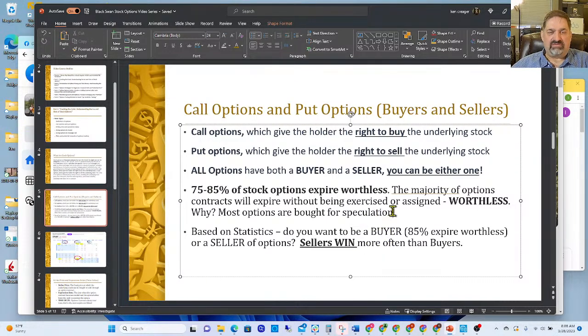And most options get bought for speculation. Based on those statistics, do you want to be a buyer or a seller? Sometimes it makes sense to be a buyer, but most of the time I'm a seller of options, because sellers win more often than buyers.